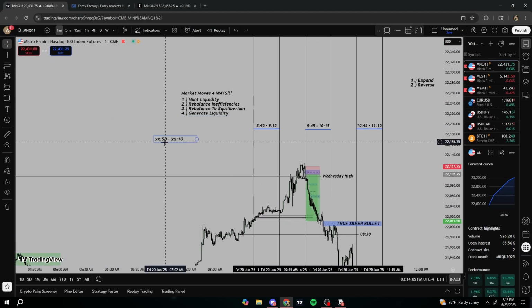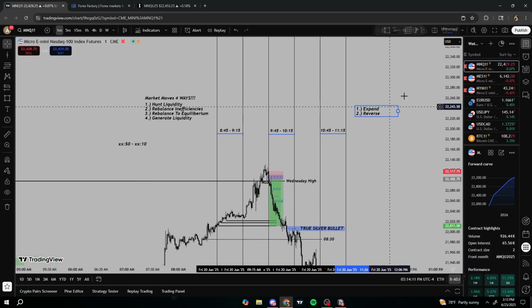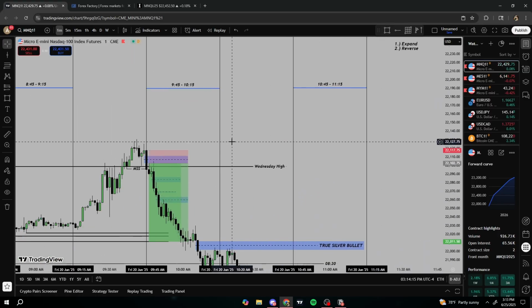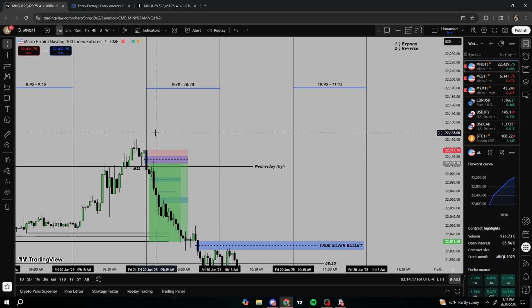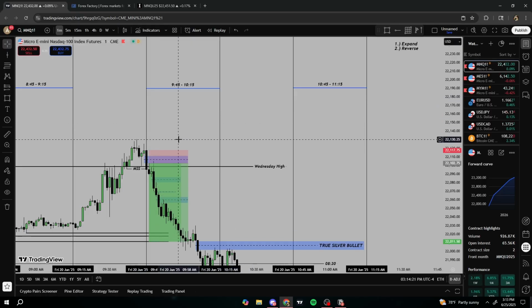Remember the last 40, I use 45 to 15. You can use 50 to 10, and expect an expansion or reversal in this time. And then keep your entry model very simple. Just liquidity sweep plus fair value gap, liquidity sweep plus inverse fair value gap. It could be just the change in state of delivery. It's really up to you and your personality and how much risk you're willing to put on.